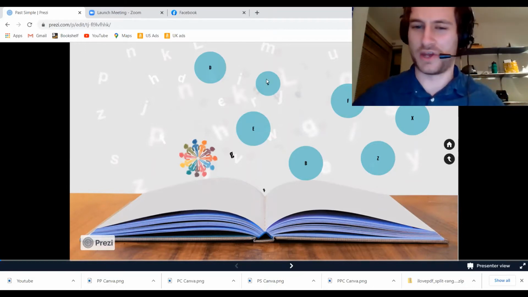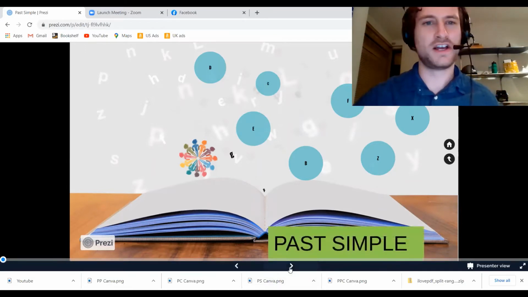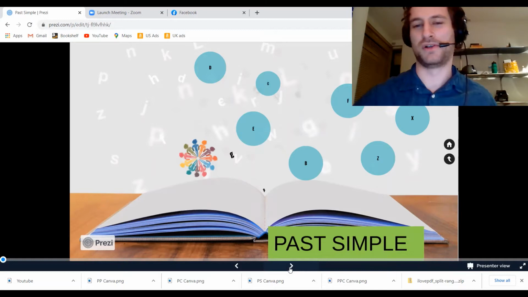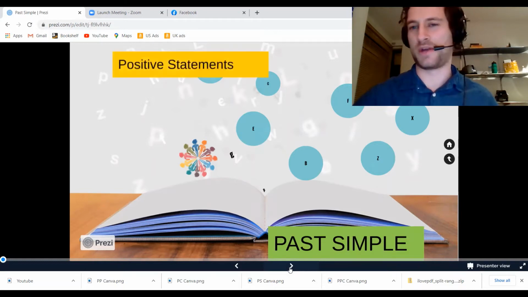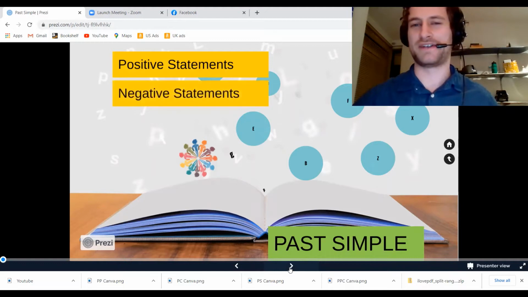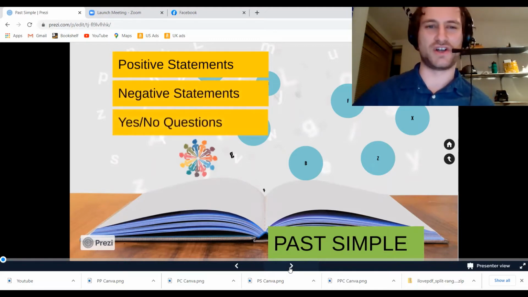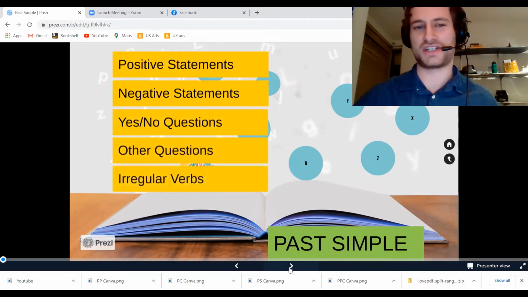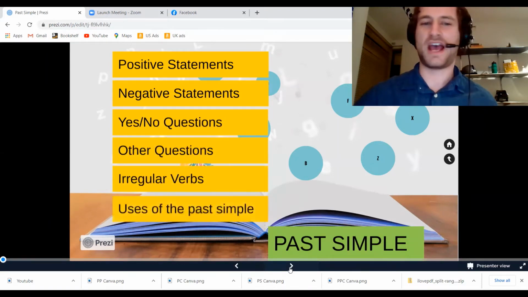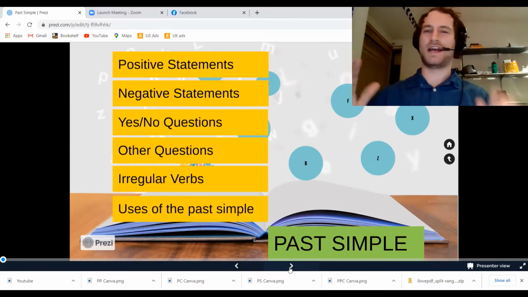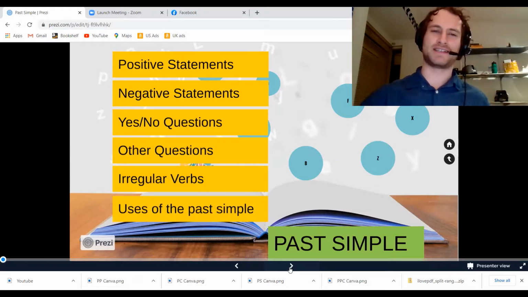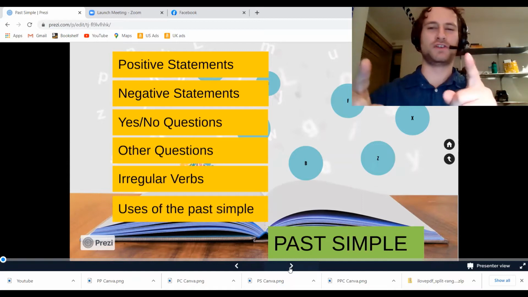Today we're going to look at another one of our 12 grammar points. We're done with the present, we're moving to the past. Today we're looking at the past simple tense. So what are we going to be looking at? We're looking at positive statements, negative statements, yes and no questions, other questions, irregular verbs, and the uses of the past simple. It's going to be amazing. And if you're interested in learning about the past simple, then this is the video for you.